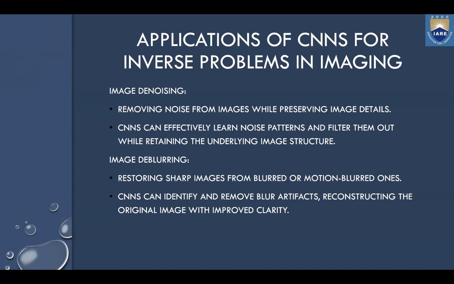Next is image deblurring, that is restoring a sharp image from blurred or motion blurred ones. CNNs can identify and remove blur artifacts, that is, reconstructing the original image with improved clarity.